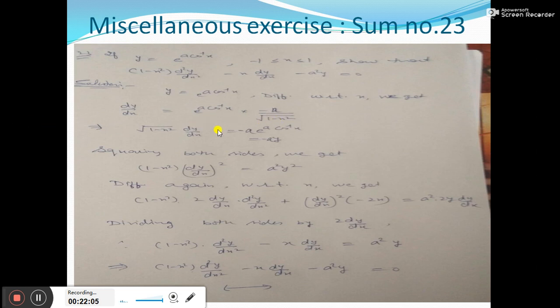Now we multiply the denominator, root of 1 minus x square, to the left hand side, and it becomes root of 1 minus x square dy by dx is equal to minus a e power a cos inverse x. This e power a cos inverse x is y, as given, and therefore the right hand side is equal to minus a into y. And now squaring both sides to remove this square root.